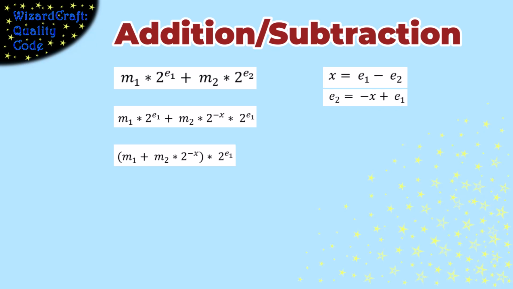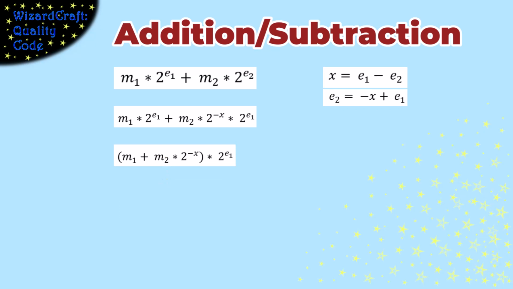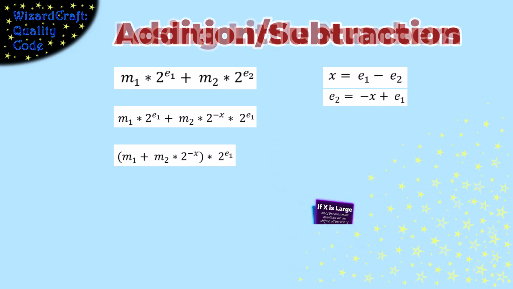The effect of that shifting is that we are adding leading zeros to the integer that we're storing as the mantissa. If x is large, we might shift the bits of that number so far that they don't fit into the fixed space we have for the mantissa, which will essentially make the second number 0.